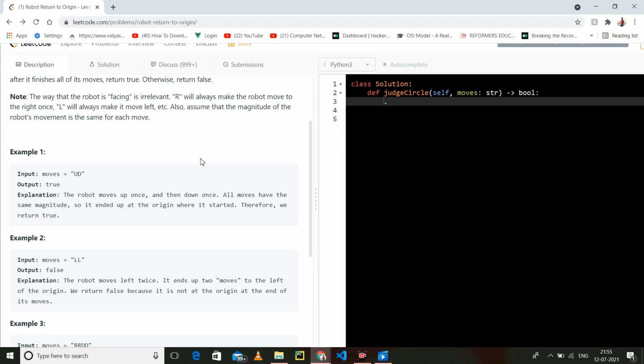So this is a very easy question. What we will do, we will maintain two variables, I and j. You can take I as the x coordinate and j as the y coordinate. So what does that mean? Let's traverse our moves.